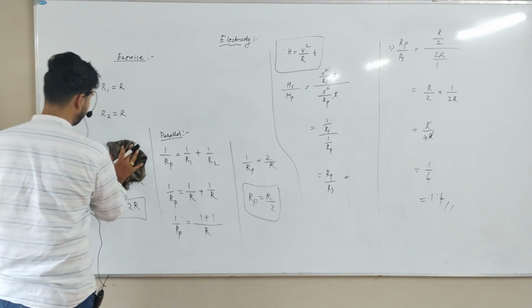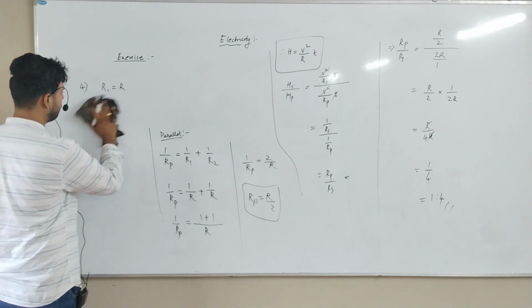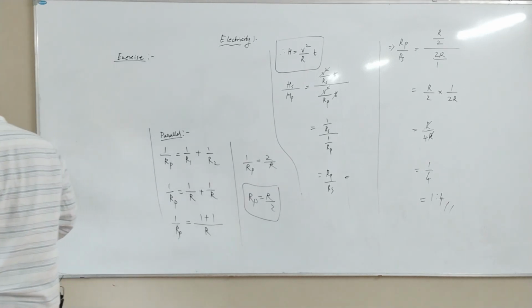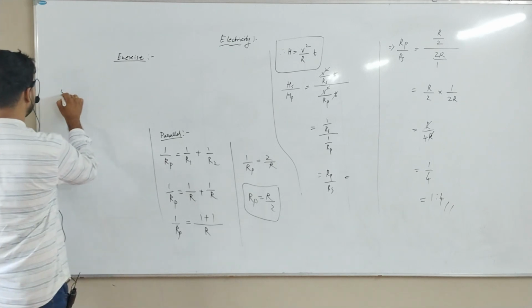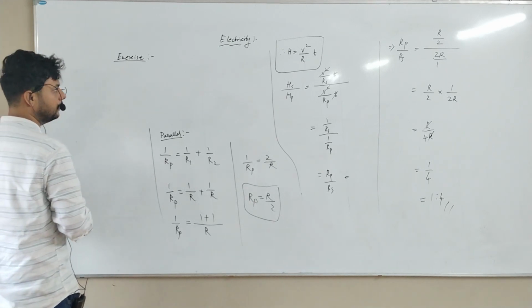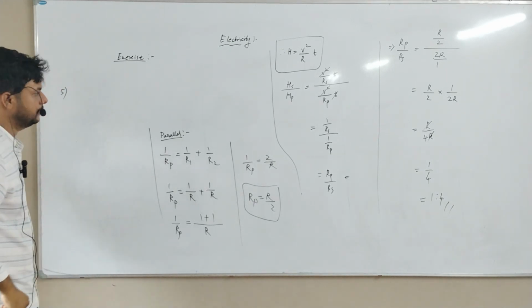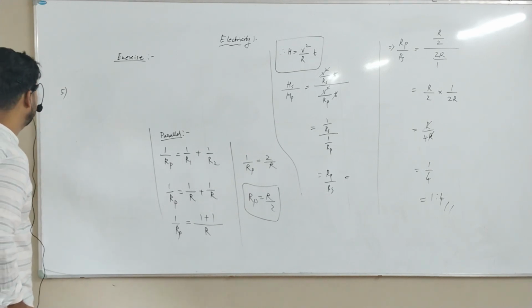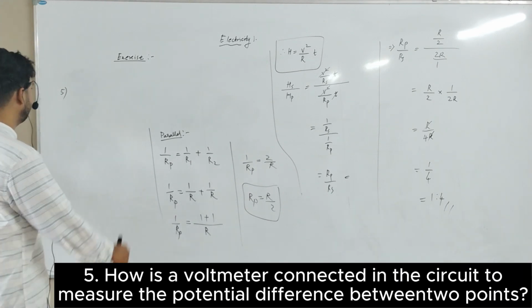So just stop this much. Read the next one. Stop writing for 1 second. Read the fifth question: how is the voltmeter connected in the series? Measure the potential. See here.